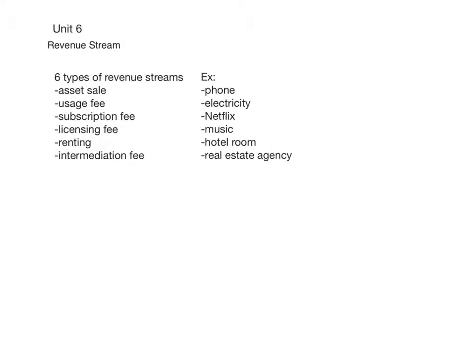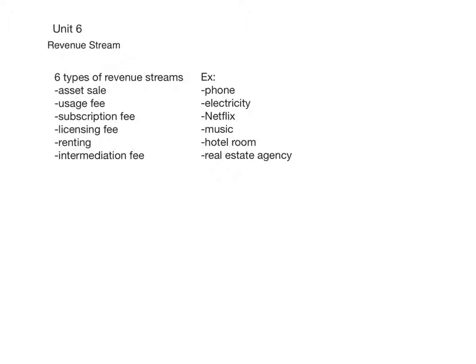Unit 6 is about revenue streams. It's how companies earn their money. There are 6 types of revenue streams. Asset sales is a transaction that is paid at one time. And then usage fee. It's like the more you use, the more you have to pay, such as electricity. And the subscription fee is the fee paid monthly, like Netflix. The licensing fee is the fee you can earn when you give others the right to copy your own work.